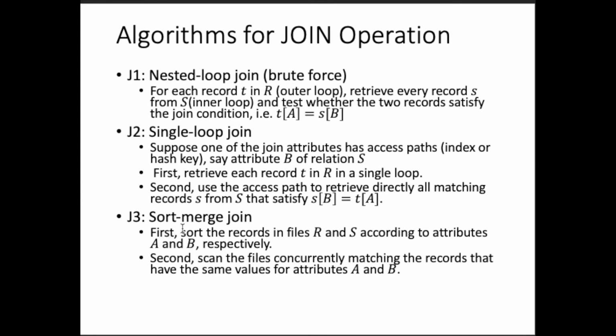For the third algorithm, it uses a 2-part process. First is sorting, and then the second is yung merge operation, which requires scanning the files concurrently by checking yung mga matching records. So we need to sort the records in both relations with respect to that attribute na necessary for the join condition. Second is we scan the files concurrently, matching the records that have the same values for attributes A and B. Okay.